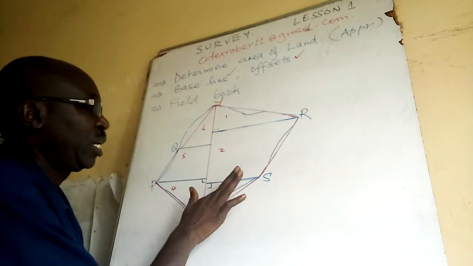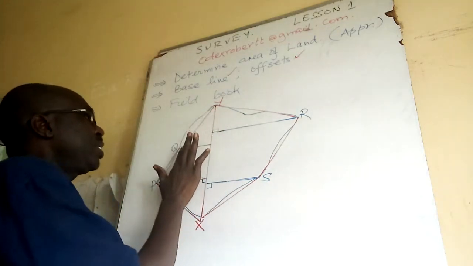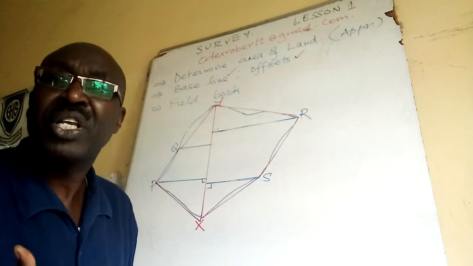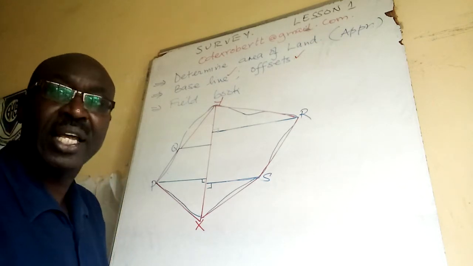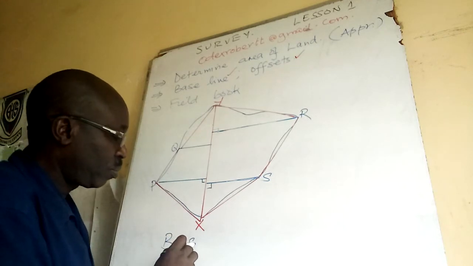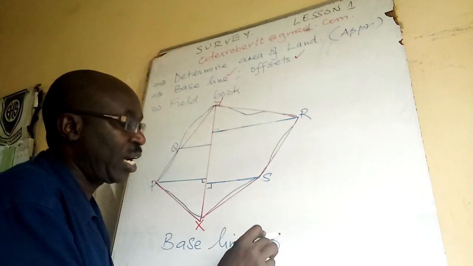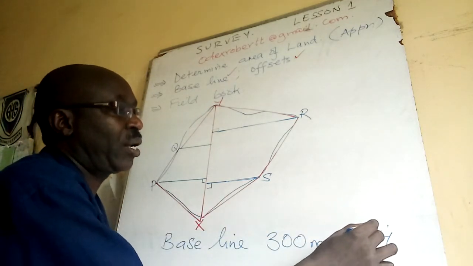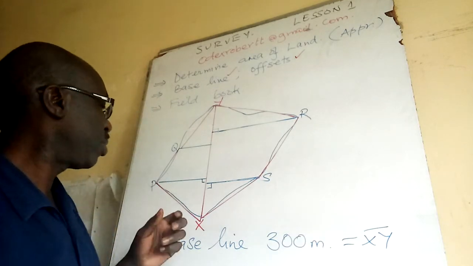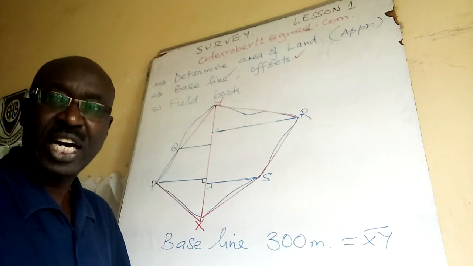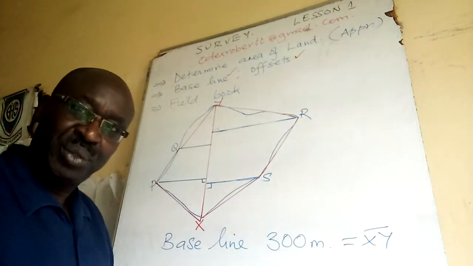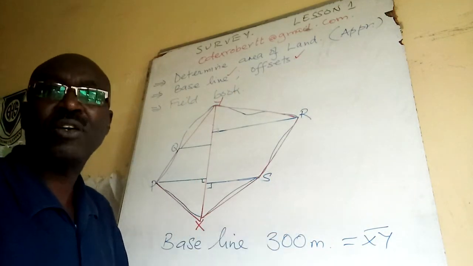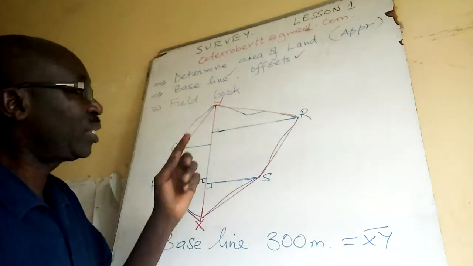But let me add the baseline. Since it is a line from one side to the other, it has a length. So let us say our baseline is 300 meters. From X to Y is 300 meters. How did we get that? You are on the ground, you measure, using a measuring tape. So from X to Y, 300 meters.